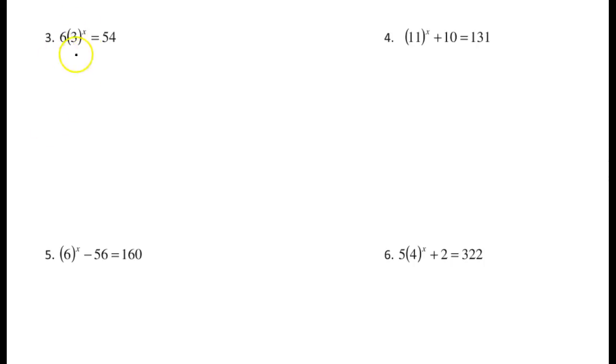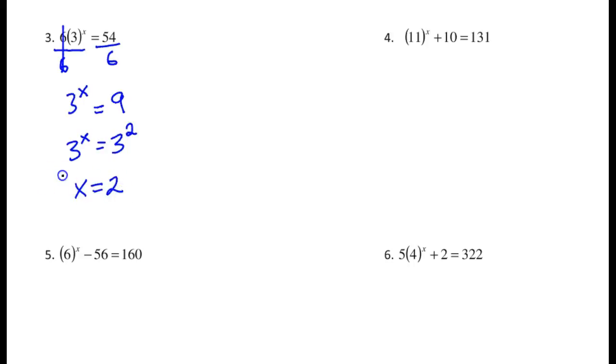Again, at any point if you think you got the hang of it, just go right ahead and do them on your own. Just check up, make sure your answers are right. So we have a coefficient of 6 on number 3. So 3 to the x. 3 to what power equals 9? 9 is the same as 3 to the 2nd power, therefore x equals 2.